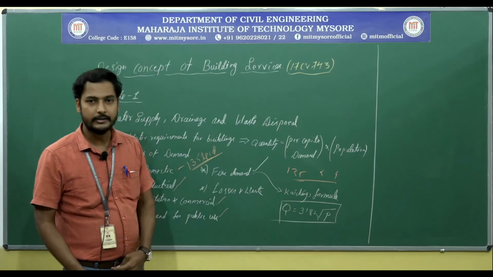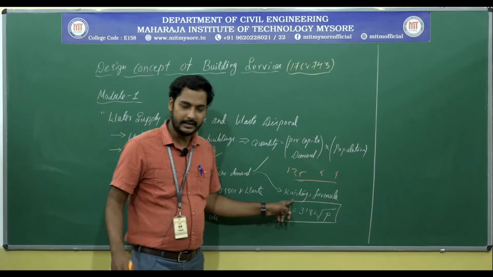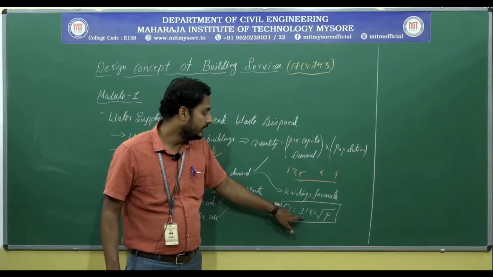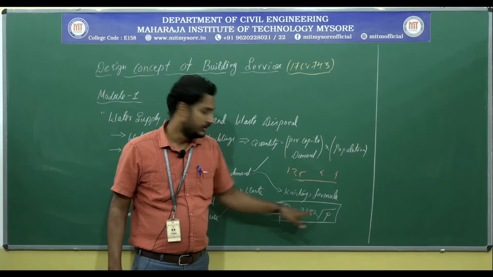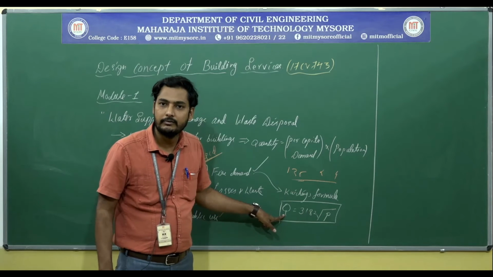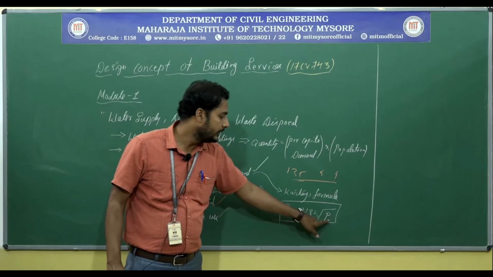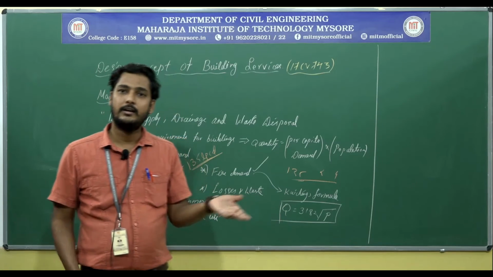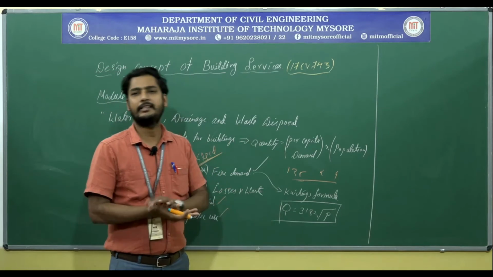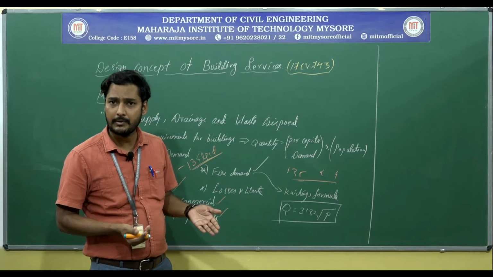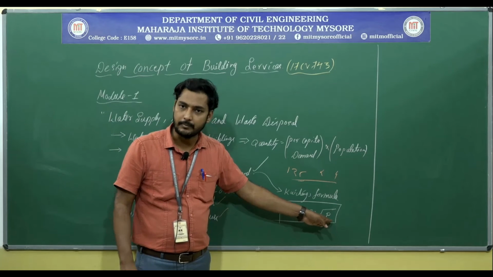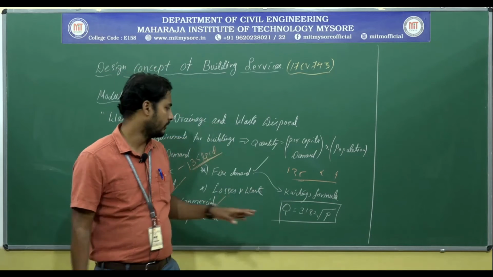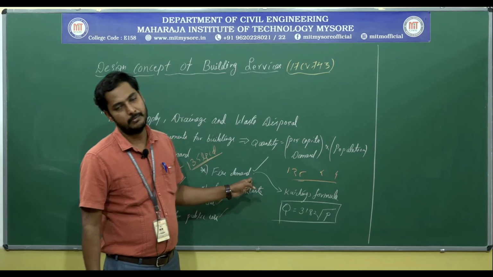According to Kuichling's formula, the quantity of water required for fire demand is Q = 3182 into root P, where Q is the total quantity of water required for fire demand, and P is the population in terms of thousands. For example, if a city has around 10,000, 20,000 or 100,000 population, the root of that population multiplied by 3182 will give you the total water quantity required for fire demand.